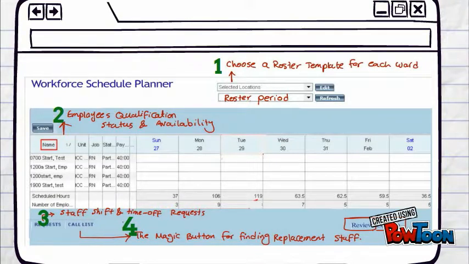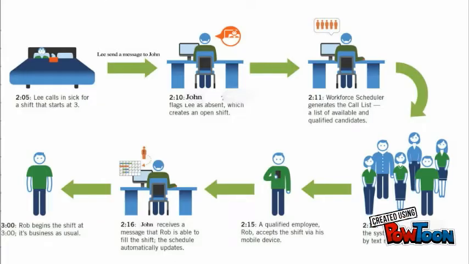Let's see how this can find replacement staff. At 2 o'clock, Lee sends a message to John and says he's sick for a shift that starts at 3 o'clock. As a result, John flags Lee as absent in the system, which creates an open shift. Next, John presses the magic button, the call list. With that, Workforce Scheduler generates a list of available and qualified candidates to fill Lee's shift.